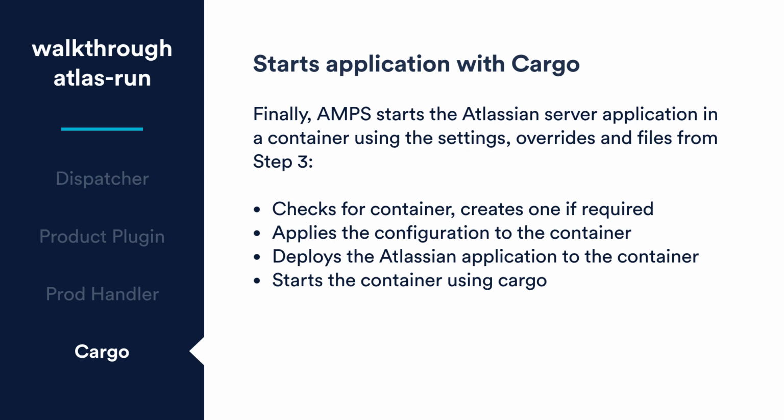Finally, AMPS starts Jira in a container using the settings and overrides and files from earlier. It checks for an existing cargo container in the target directory that can be used and creates one if needed. It uses the settings and overrides to define the container's configuration, deploys the specified deployables to the container automatically, and starts the container. Once the container is running, it will then wait for Maven to receive a signal to shut down, which will also shut down the container.